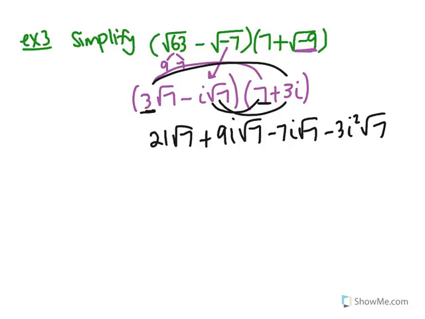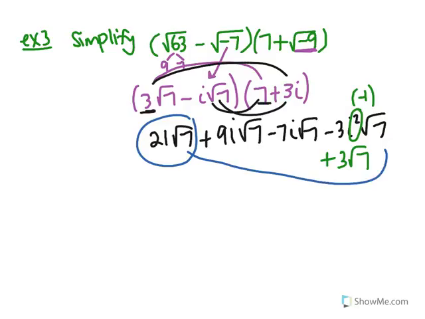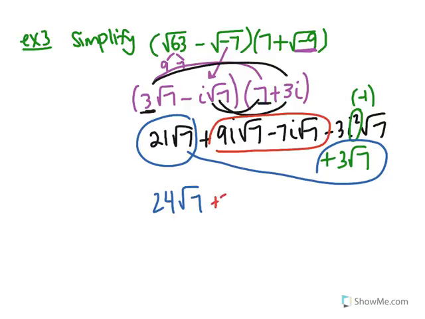So replacing my i squared with a negative 1, this basically right here comes out to be plus 3 root 7. So when I combine like terms, my real parts I combine, so they have root 7 in common, so 21 plus 3 is going to give me 24 root 7. And then when I combine my imaginary parts, these two guys right here, I get plus 2i root 7. So that would be this expression completely simplified.